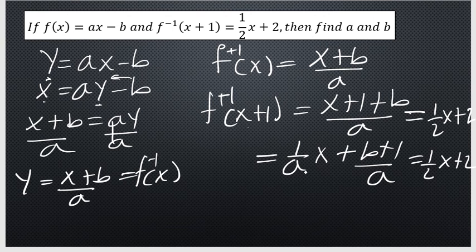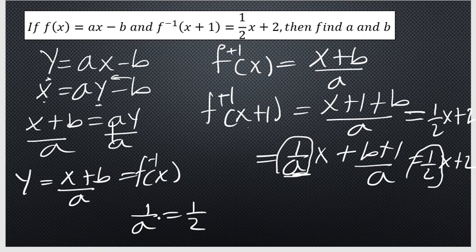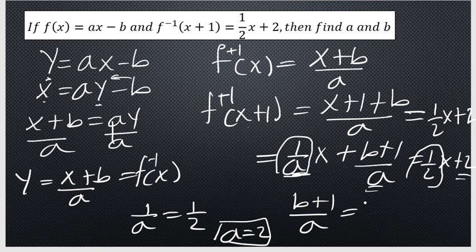Because the coefficient of x on the left side, that is 1 over a, is equal to the coefficient of x on the right side, we can equalize. 1 over a is equal to 1 over 2, so by crisscross, a will be 2. Done. Then again, the constant term on the left side is equal to the constant on the right. That is (b plus 1) over a is equal to 2.